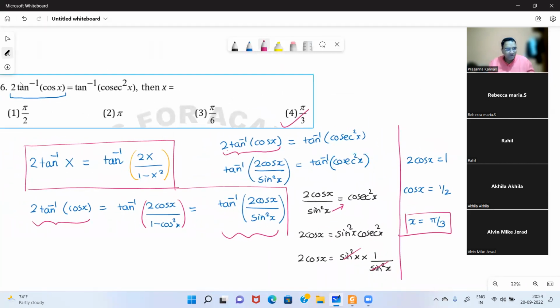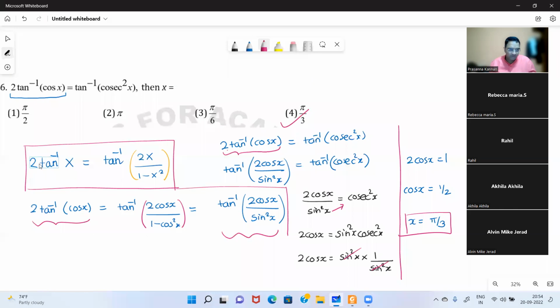We are given 2 tan inverse cos x is equal to tan inverse of cosecant square x. Then find the value of x. So we are using this formula: 2 tan inverse x is equal to tan inverse of 2x by 1 minus x square. In one of the previous questions, we used 2 tan inverse x is equal to sine inverse of 2x by 1 plus x square, correct? All these three formulae you must be very proficient with.